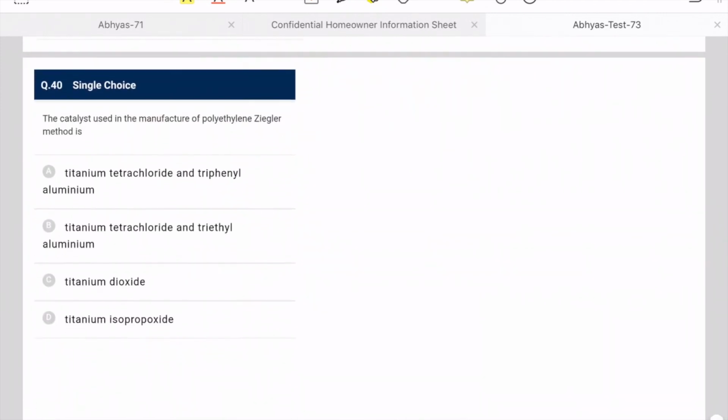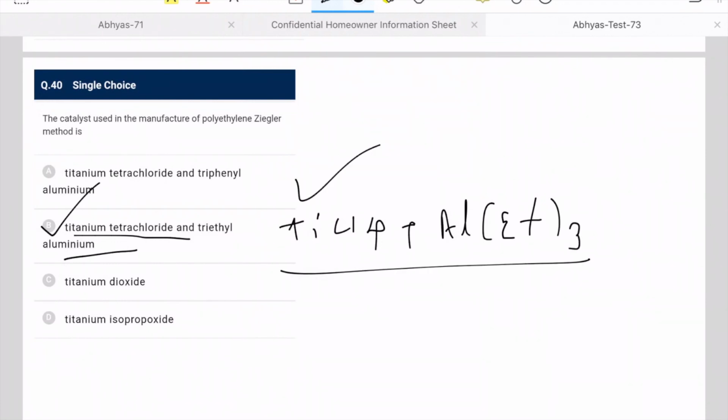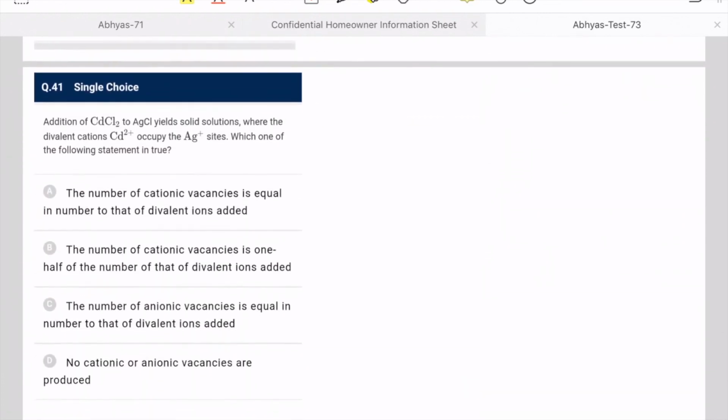So we'll go to the next question. The catalyst used in the manufacture of polyethylene by the Ziegler method is, this is actually a standard question only. Titanium trichloride and triethyl aluminum is the correct option. So TiCl4 plus triethyl aluminum is the correct option. So we'll go to the next question.